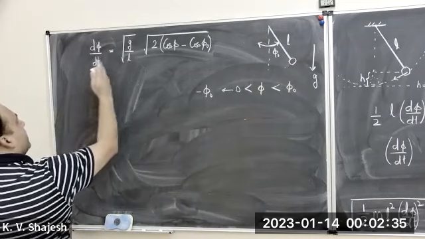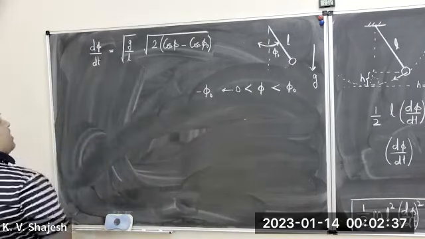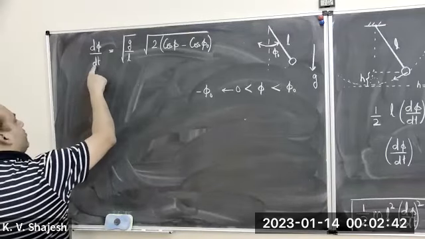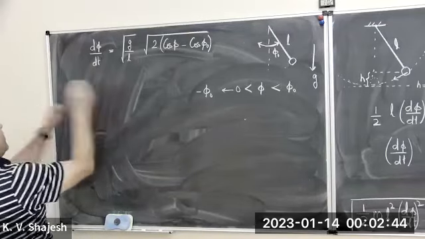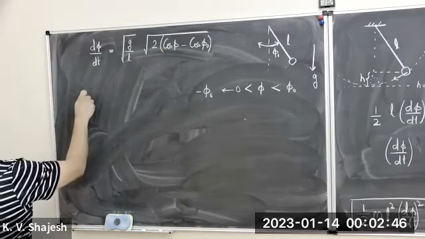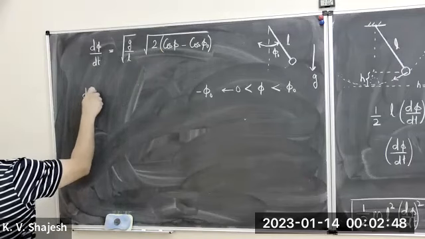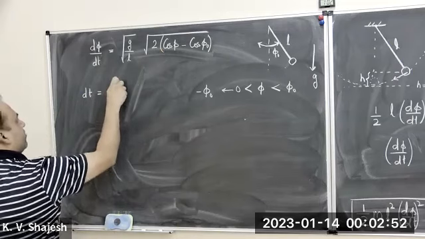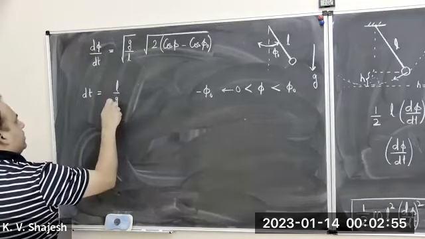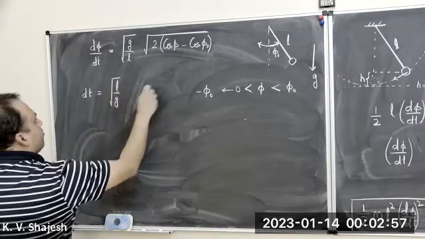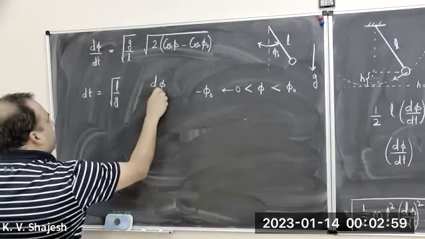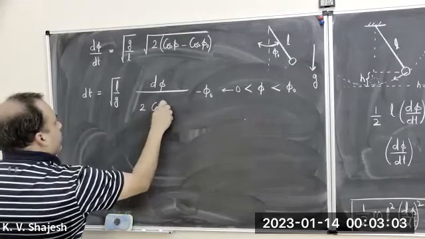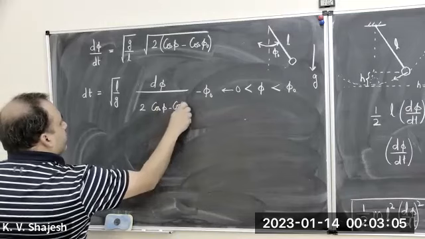So I'm going to take the time on the left side and angles on the right side now. Do the algebra: first take this to the right, bring this to the left, and then swap it out. So dt would then be equal to the square root of L over g, because this will get inverted, times d phi over the square root of 2 times cosine of phi minus cosine of phi naught.